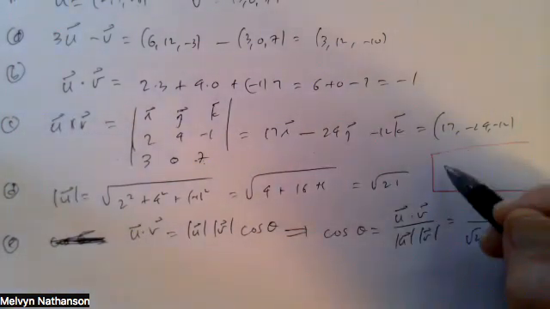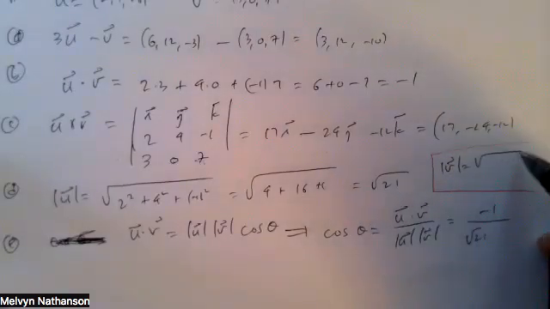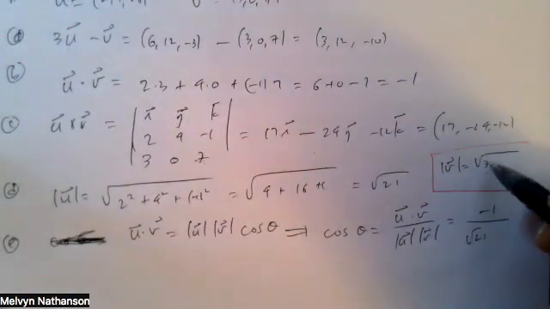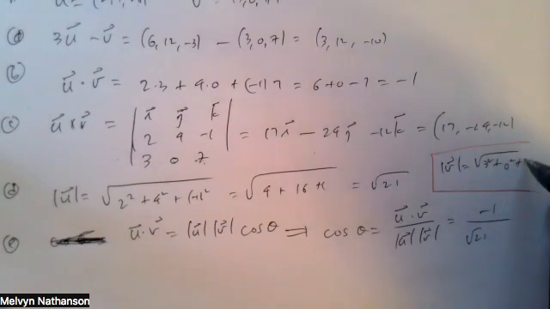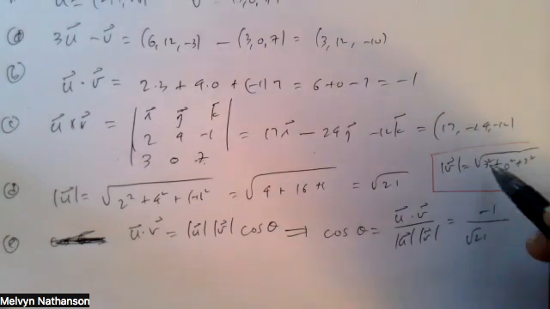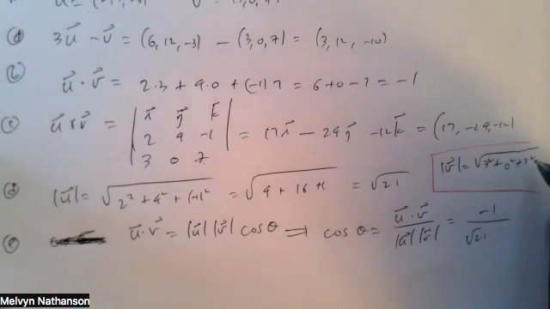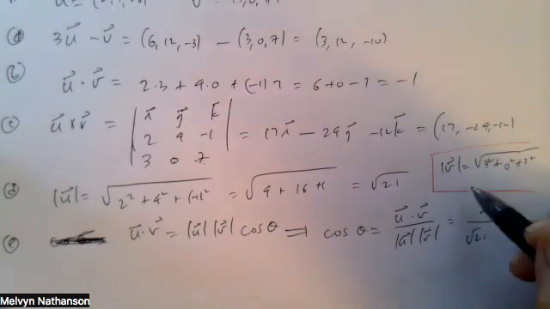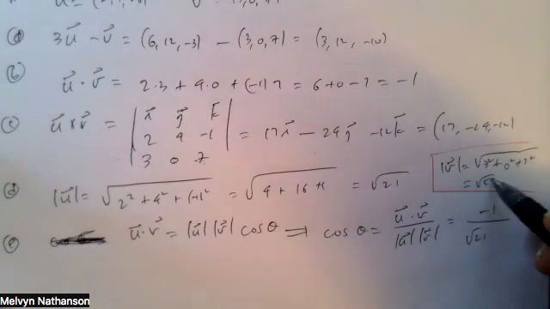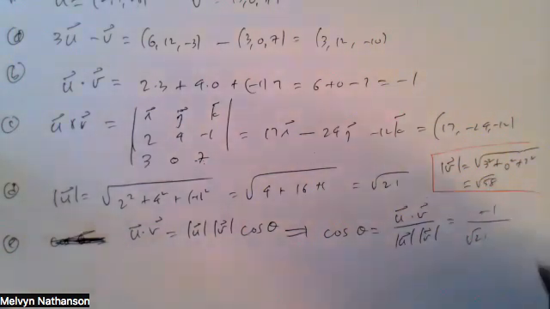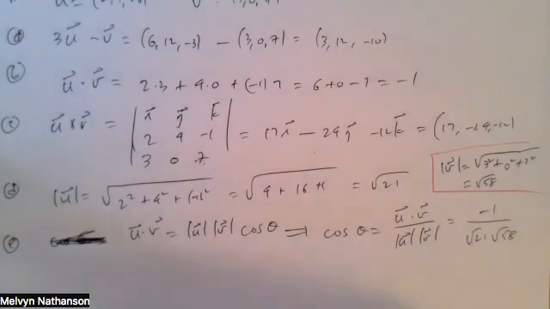So what is the length of V? It's the square root of 3 squared plus 0 squared plus 7 squared. That's the square root of 9 plus 49. That's the square root of 58. So that's the cosine of the angle between the two vectors.